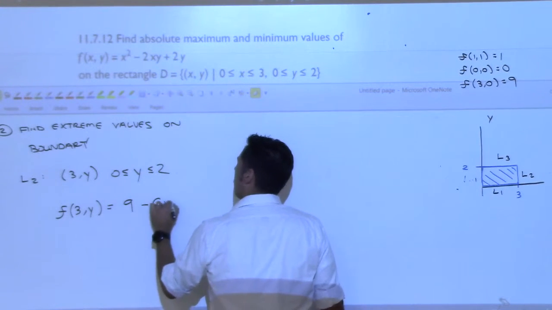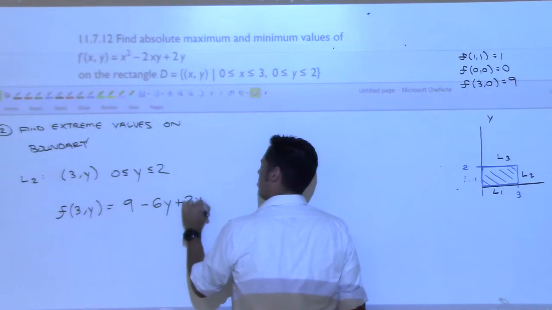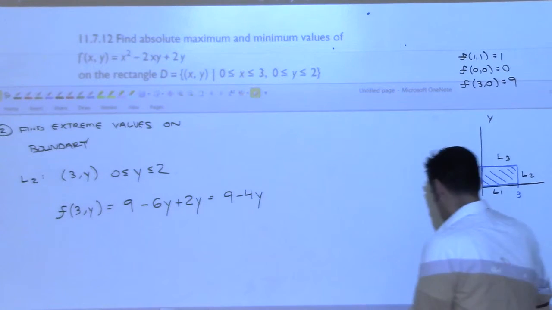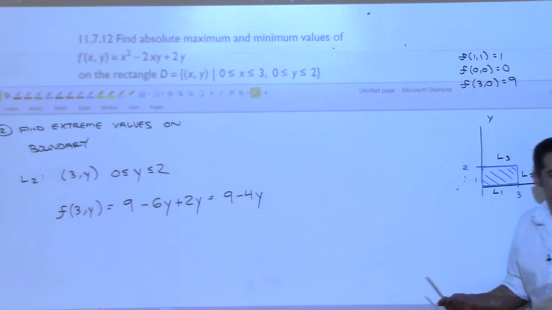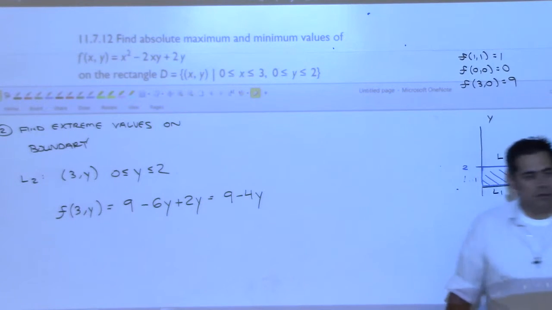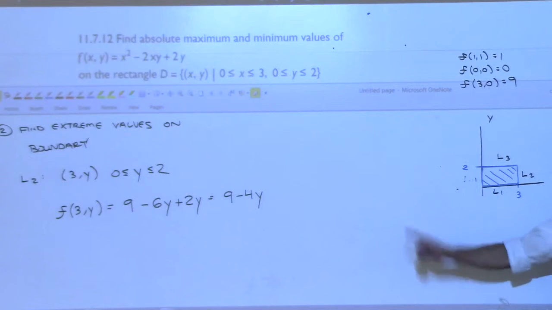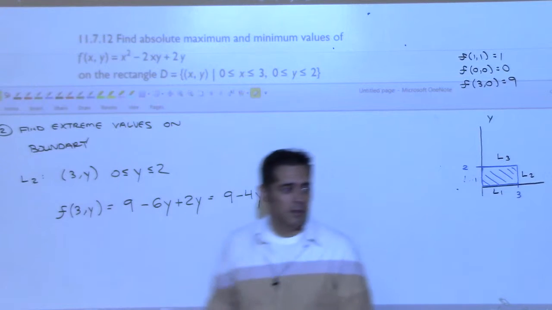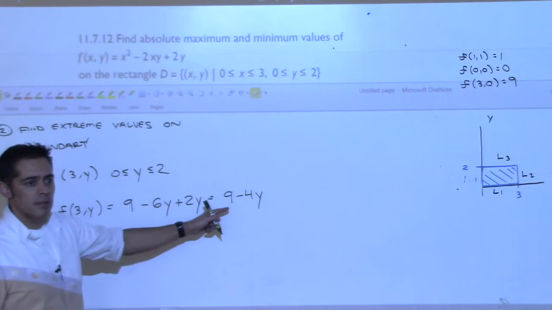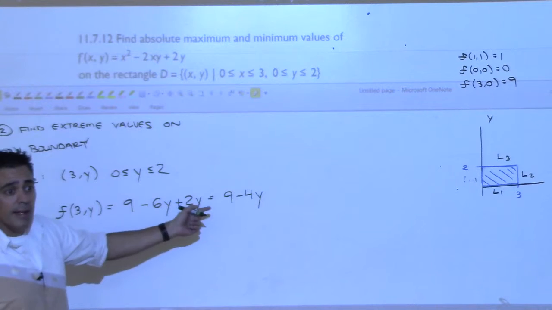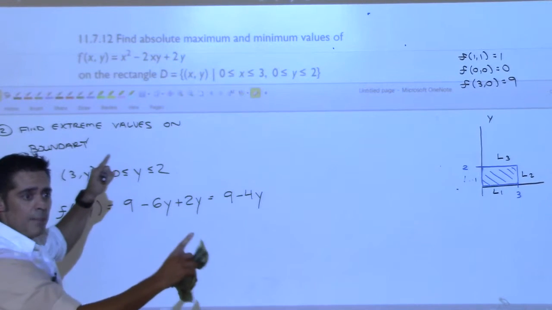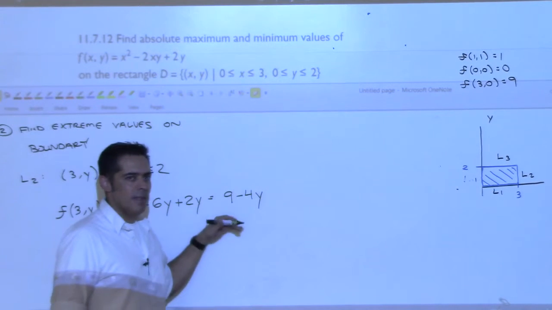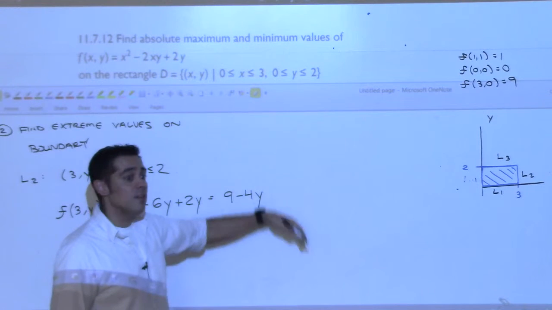9 minus 6y plus 2y. So 9 minus 4y. Travis, what is that? When it's mapped up in there, what geometric shape do we have up there? Like, what does that look like? A line, right? And if it's a line, the only points that matter are the endpoints. So yes, you could take the derivative of this. It would be -4. You set it to 0, would have no solution. Then you go to the endpoints.